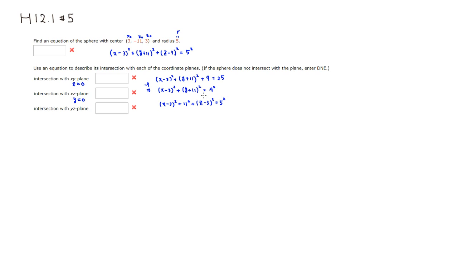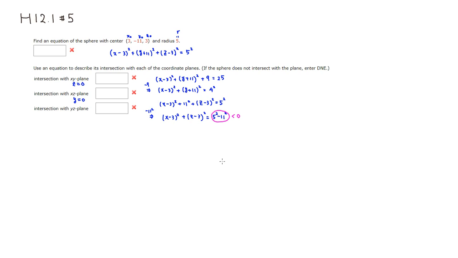Then you notice that if you subtract 11 squared, you get x minus 3 squared plus z minus 3 squared equal to 5 squared minus 11 squared. But this is actually going to be a negative value. So this equation doesn't make any sense, because the left-hand side is a sum of squares, so it cannot be negative, but the right-hand side is definitely negative. This means the equation does not have any solution.